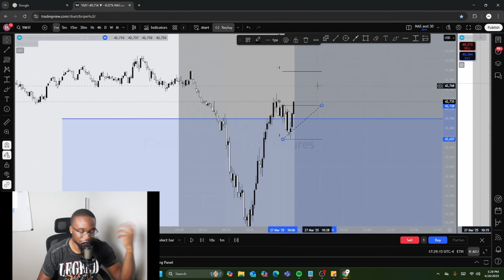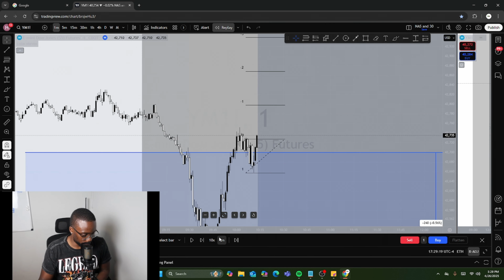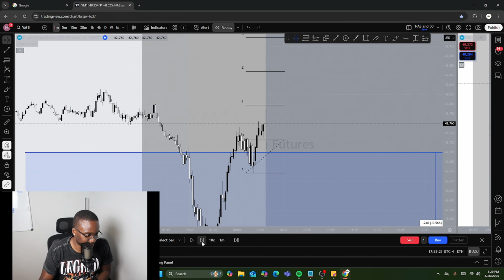As I showed you guys, the price never entered into where I wanted to enter. So we got into the first trade. Let's see how it performs. TP1. Let's see if we get TP2.